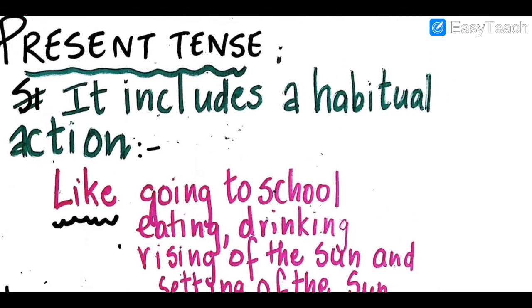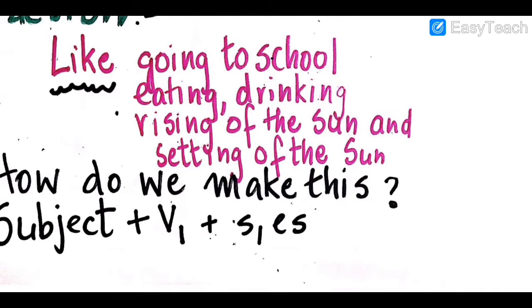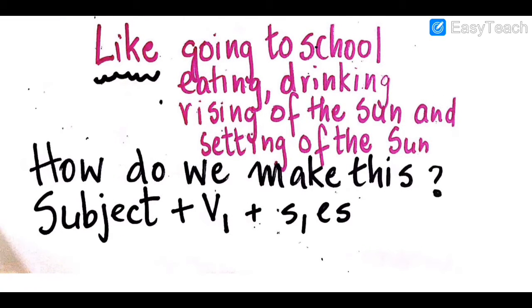Simple present includes an action which is habitual. Habitual का मतलब, like for example, you are going to school, you are eating, you are drinking, you are sleeping, rising of the sun. Now how do we make this? What is the formula? It is there in your textbook. From there only I have taught you.